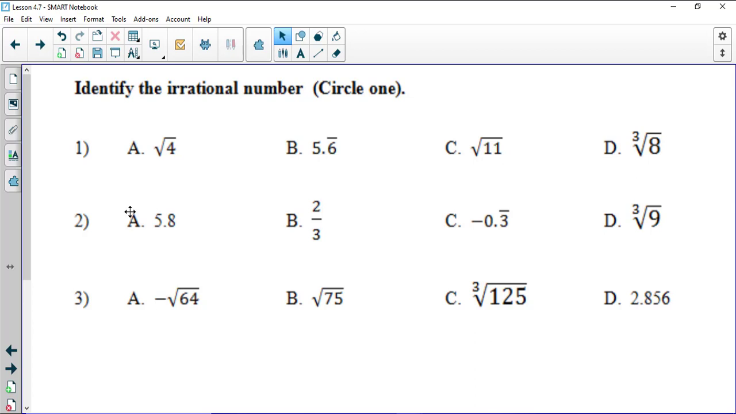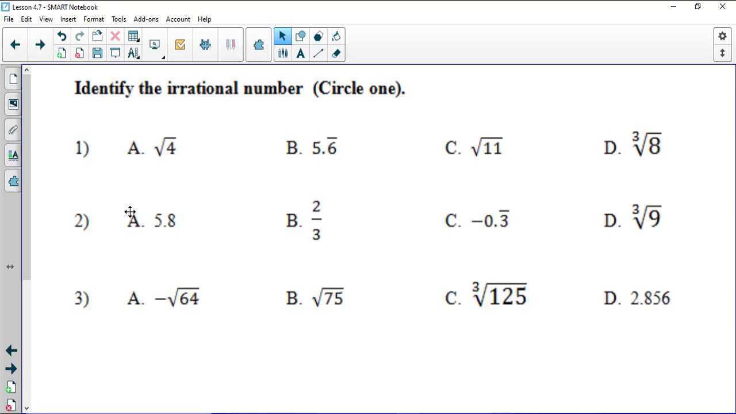So each of these sets going across each of these rows has one irrational number that we need to identify. So in number 1, for A, we have the square root of 4. The square root of 4 is 2, so that's not irrational since it ends up being a whole number or an integer for us. 5.6 repeating, that's going to be considered a rational number because it's a repeating decimal with bar notation. Square root of 11, I don't know what that is off the top of my head, so no calculators for this, but my guess is if I plug in square root 11 to my calculator, I'm going to get a long decimal that doesn't have a repeating pattern to it.